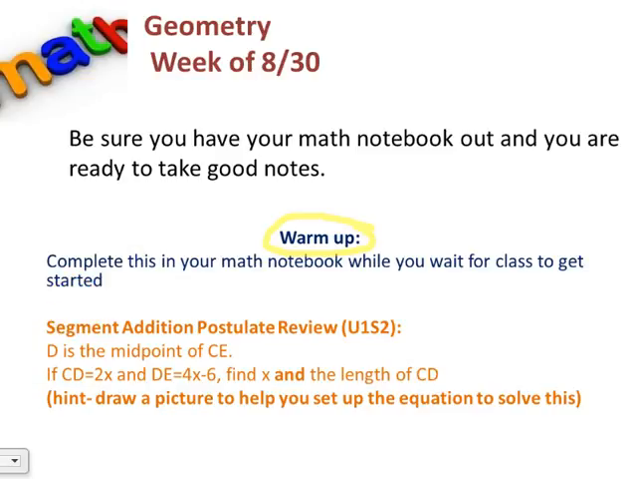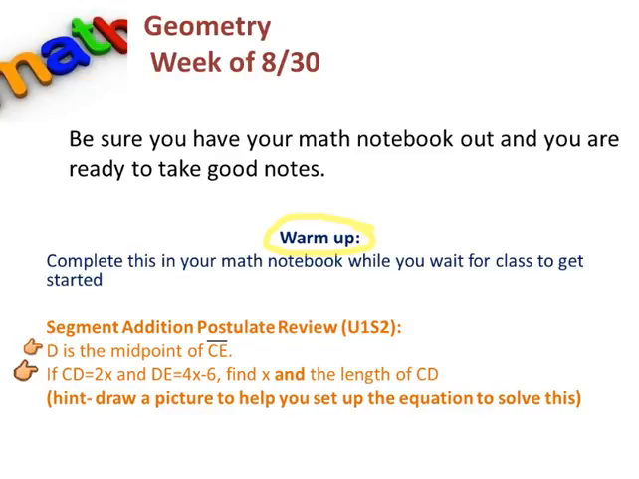The problem is right here, and you will be using the segment addition postulate as well as the midpoint of a segment postulate. So what is the problem? It says point D is the midpoint of segment CE. Remember, when we write points, we use capital letters and just one letter. And when we talk about segments, we use 2 points, also capital letters. So point D is the midpoint of segment CE.